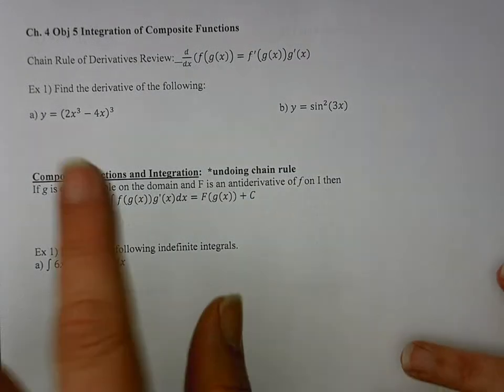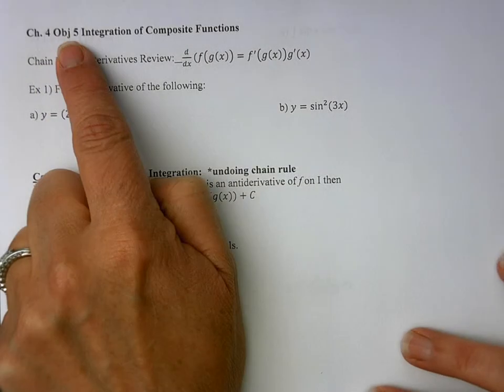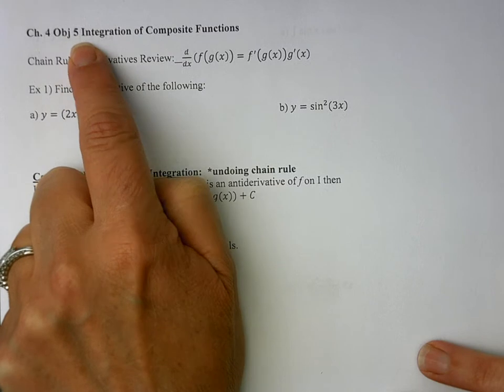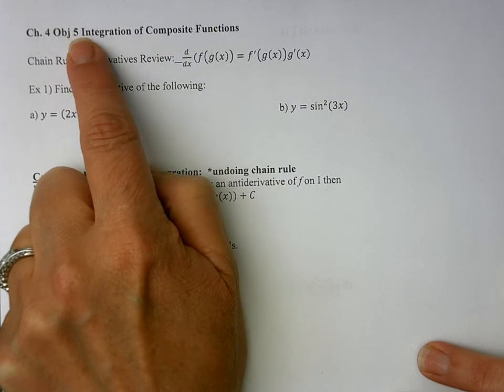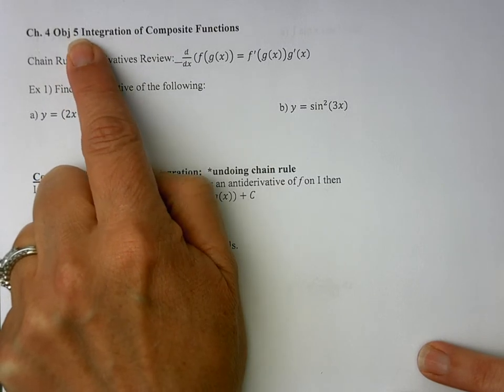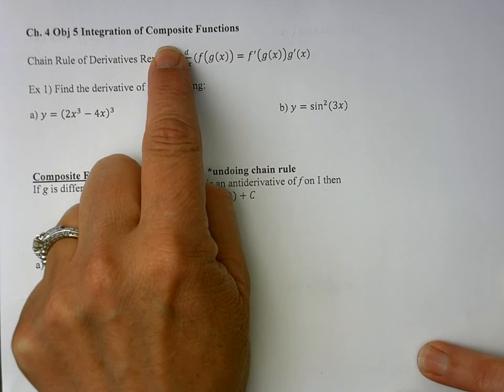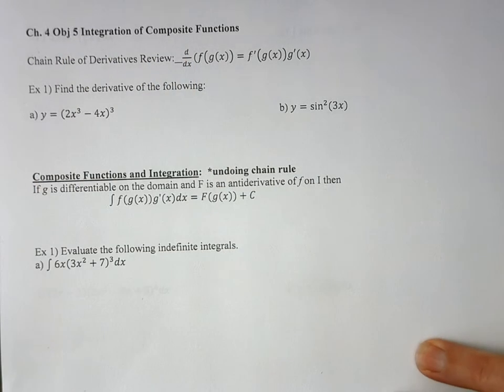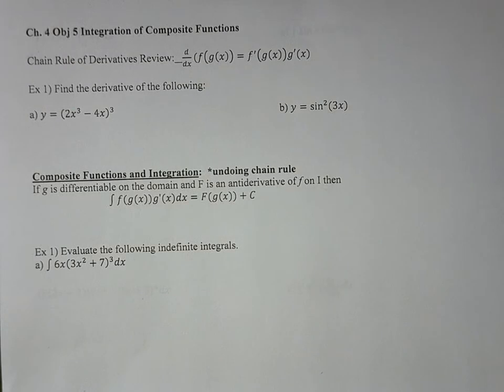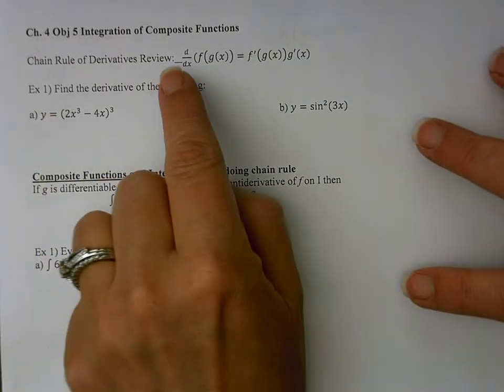This is the video lecture for AP Calc BC, and it is specific to Chapter 4, Objective 5, but it's only going to be the first half. So this will be only integration of composite functions within definite integrals, and then the 5b will be with definite integrals. So before we get started on there, we want to kind of review our chain rule of derivatives.